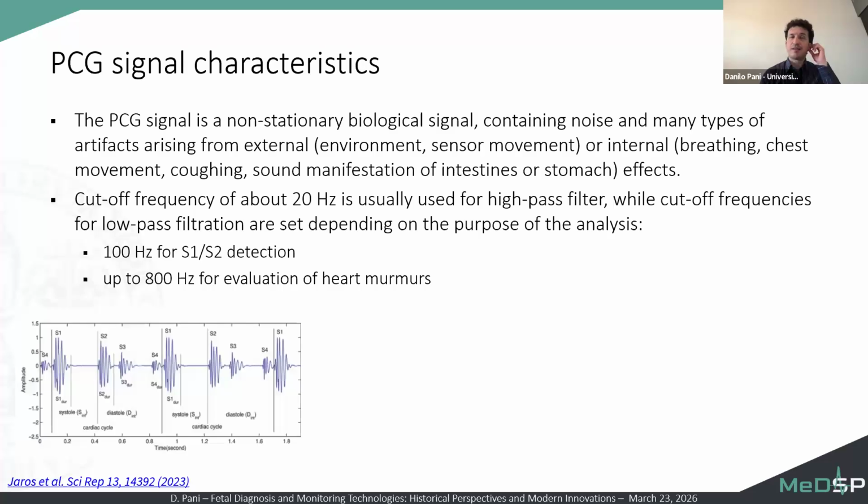For these signals, the cutoff frequency is typically between 20 and 100 Hz normally, or up to 800 Hz in terms of the low pass filter to be able to detect heart murmurs.